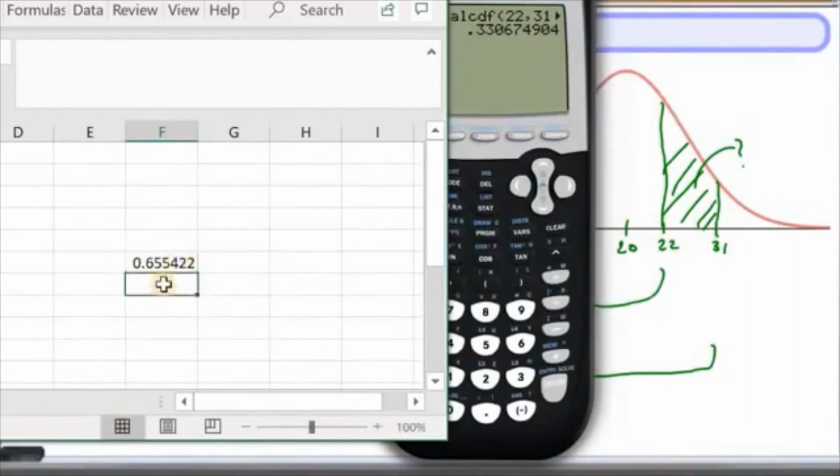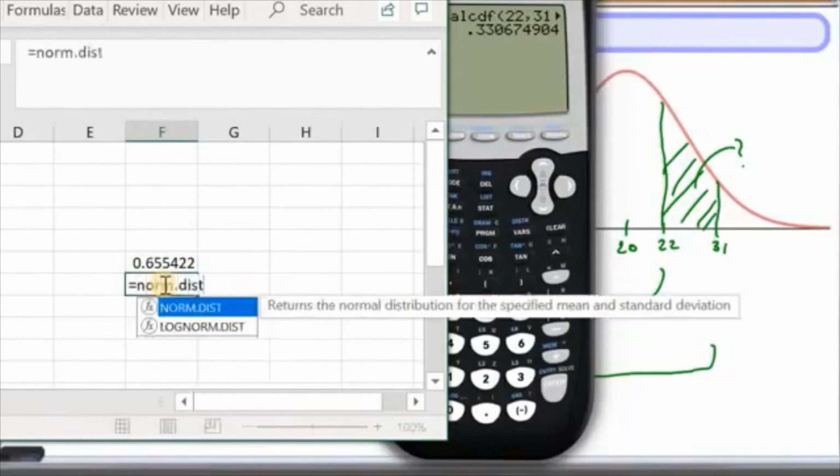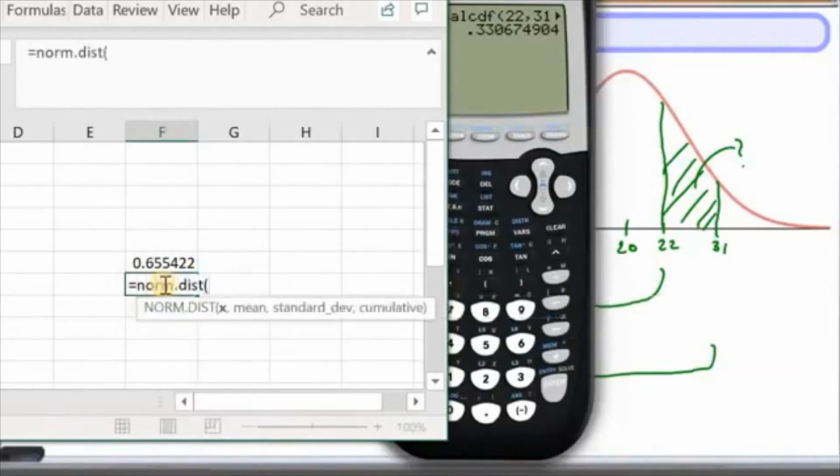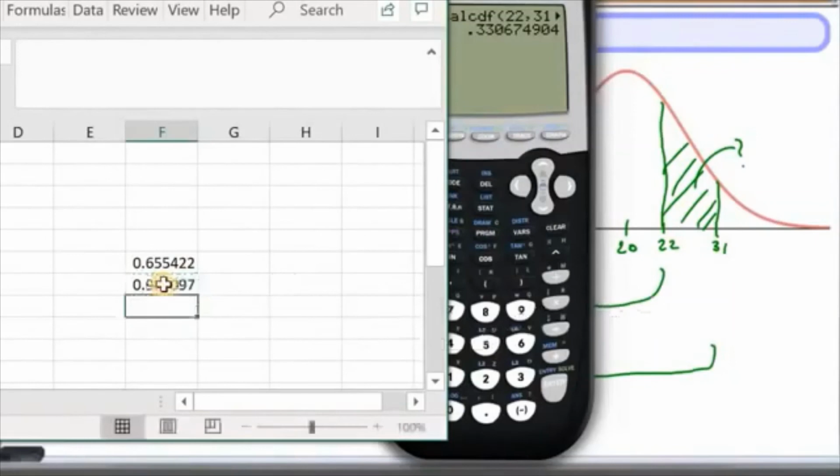Now we need the area to the left of 31. For that, type in equals, then norm.dist, then put your parentheses. Since here we are trying to find the area to the left of 31, our x will be 31. Our mean is 20 and our standard deviation is 5. And here we are trying to find the cumulative area up to 31. We will just type true, then close your parentheses, then hit enter. So this is the area to the left of 31.